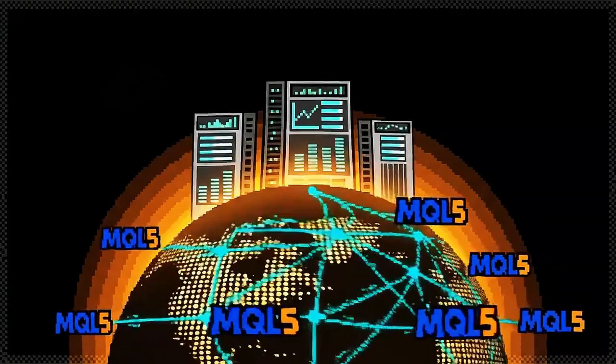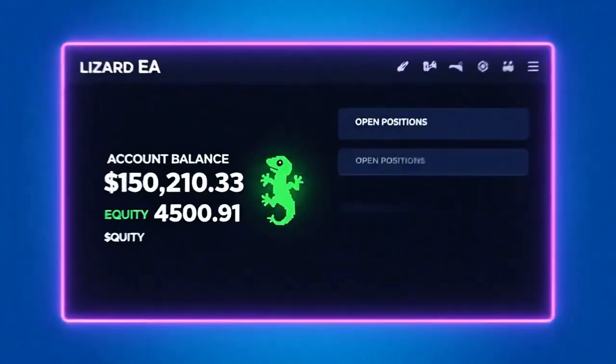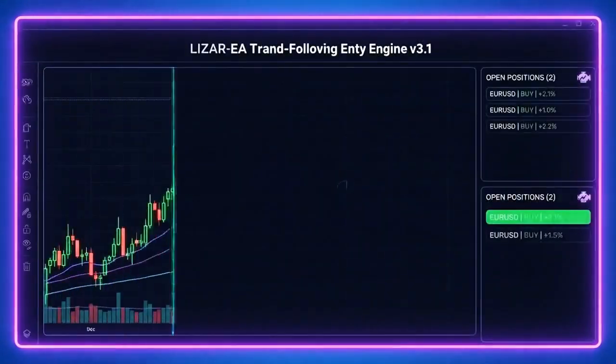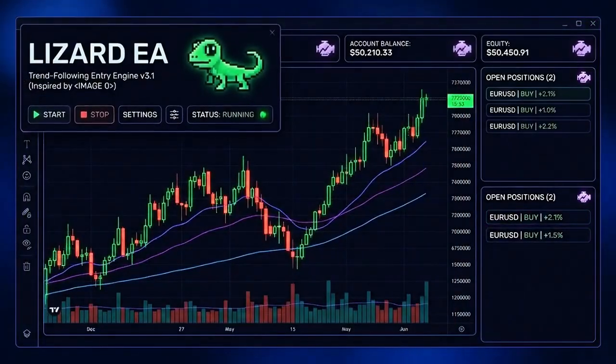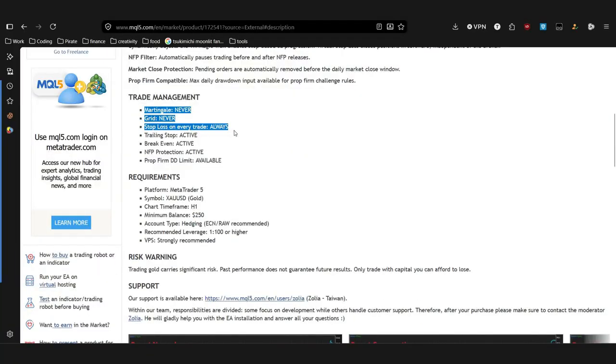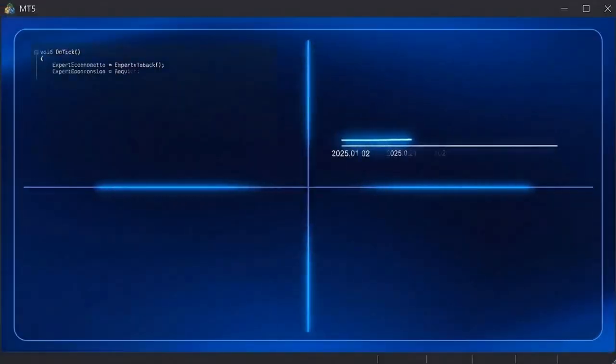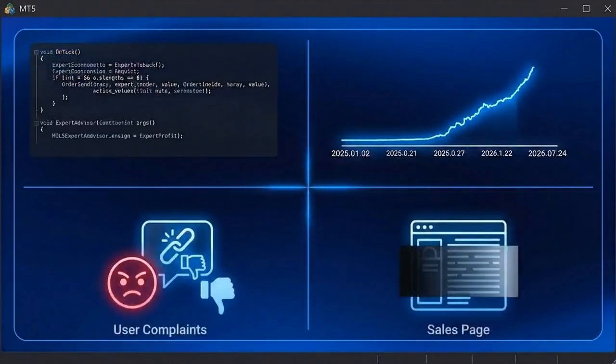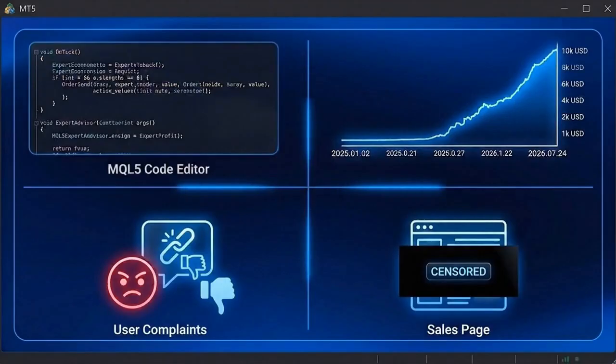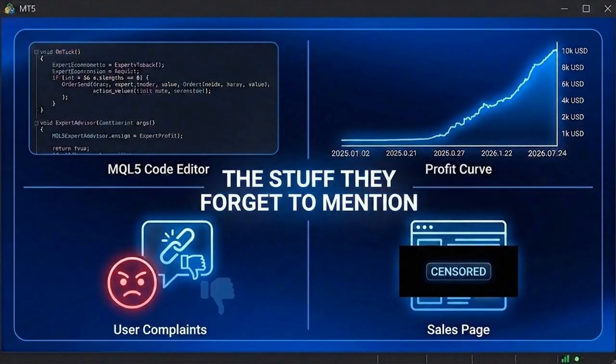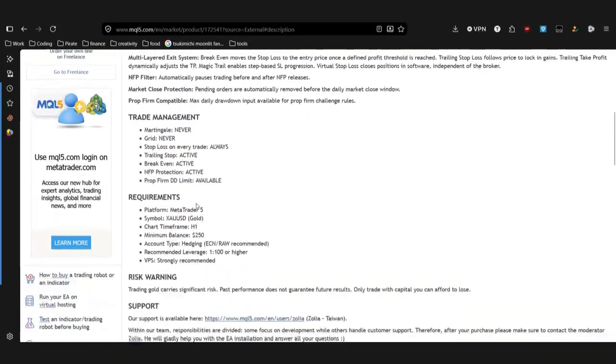I'm about to review a trading bot that every gold trader seems to be talking about right now, Lizard EA. And I'm not going to sugarcoat this, because while the marketing says no martingale, no grid, institutional grade breakout system, I dug into the actual code logic, the live results, the user complaints, and the stuff the sales page conveniently forgets to mention. And what I found is complicated.